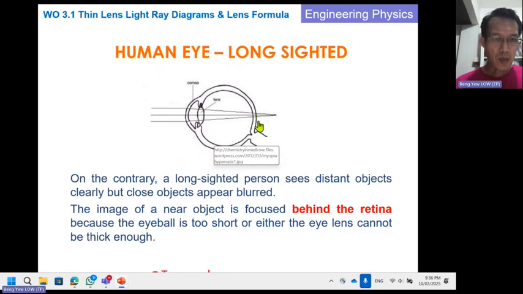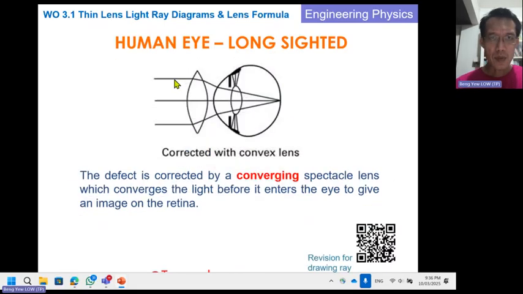Pause and take a moment to think about what we need to do to correct the image. Yes, that's right. We need to narrow the light path, and that can be achieved using a convex lens. The narrower light path will cause the image to move forward, resulting in the image being formed at the retina.